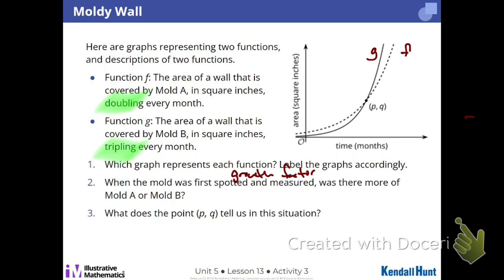Micah, how do you know which one's which then? I know which one is which by the steepness of it. Okay, so which one had more when they started? So A had more when it started because I can see that the line. Yeah. A had a higher y-intercept. Okay, and who can tell me what point PQ means in context? Yeah, Monica. They had the same amount of mold.